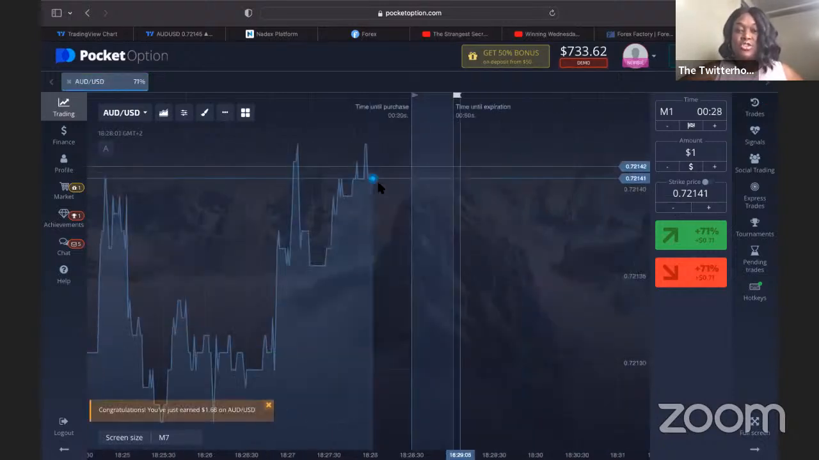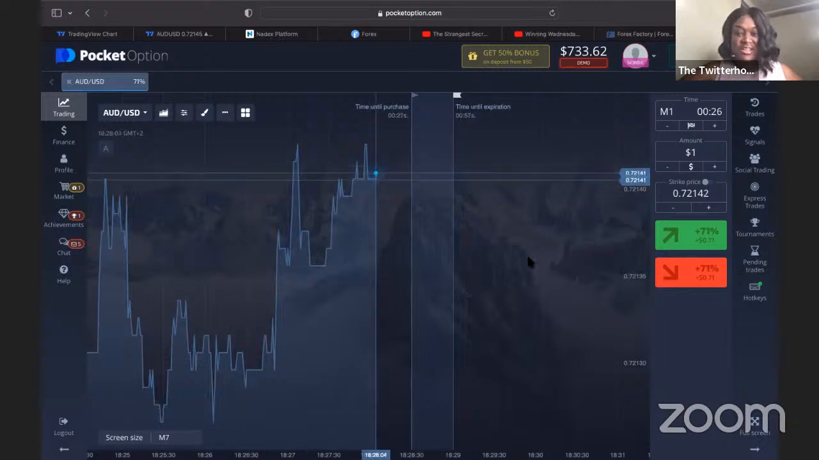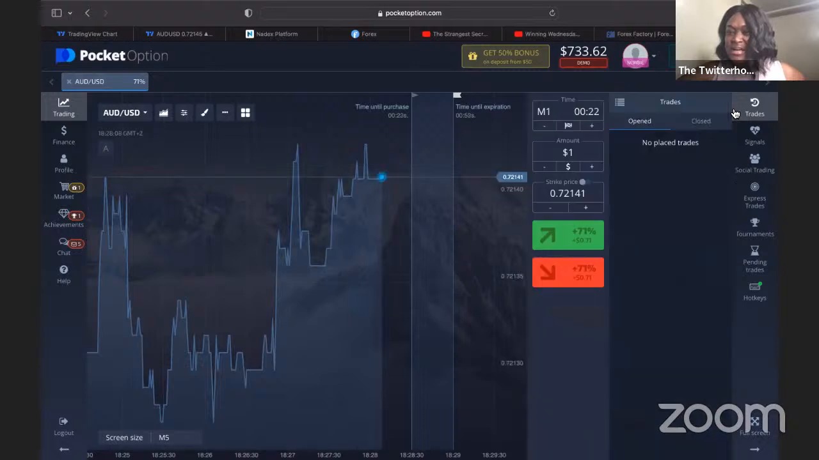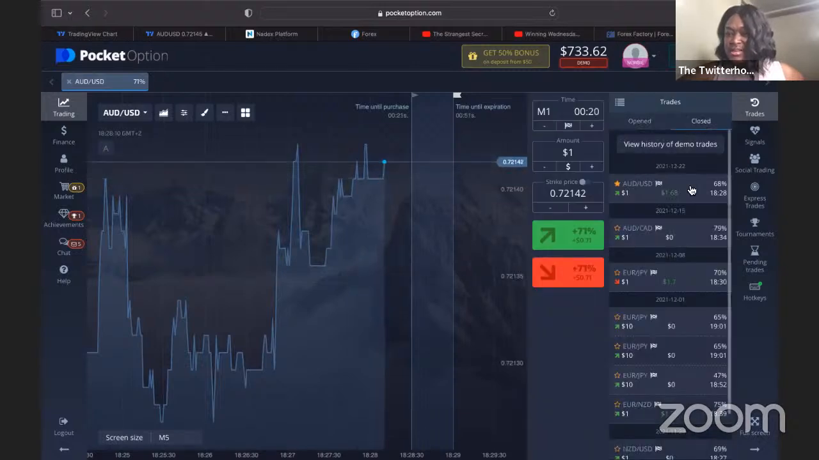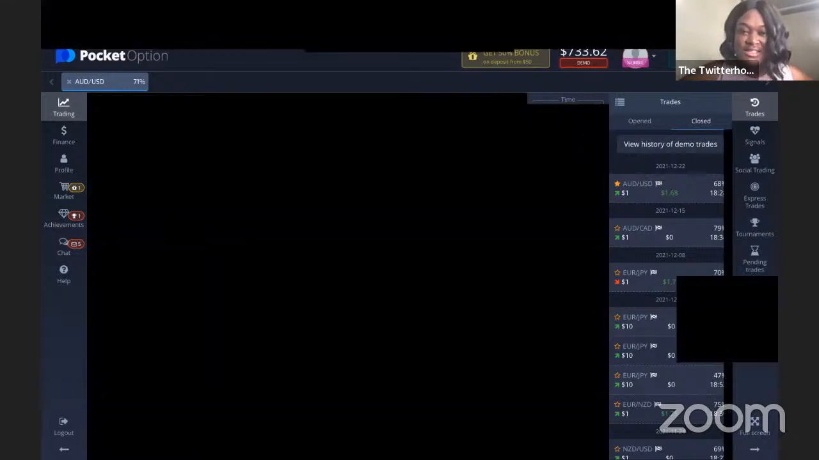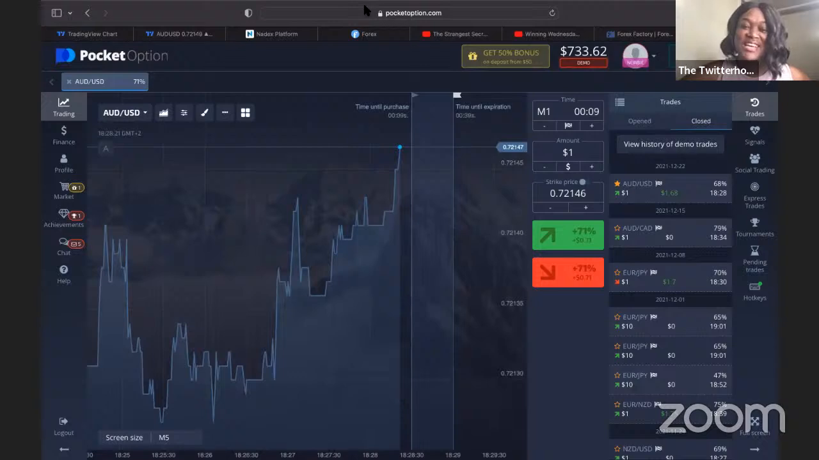Okay, so we just cleared that trade. So you hit the trades button. On the close, you see got back the dollar, 68% payout. So we made 68 cents on the dollar. So $1.68. Let's see. Ooh, woohoo. Yes, thank you, Success Manifest.